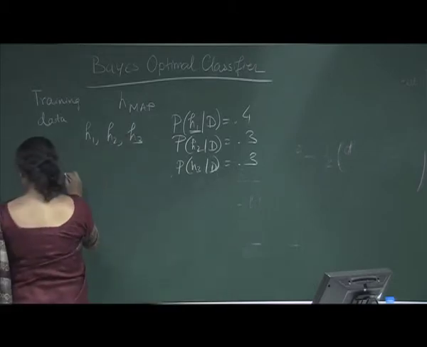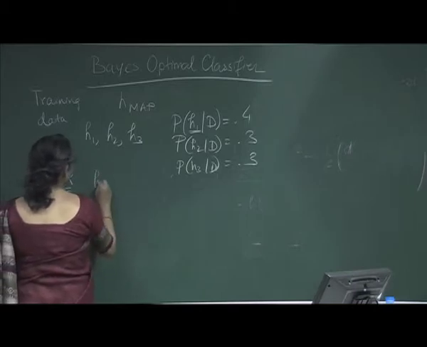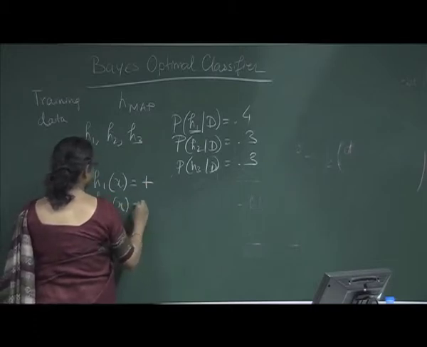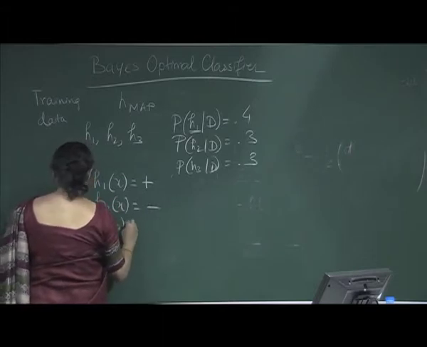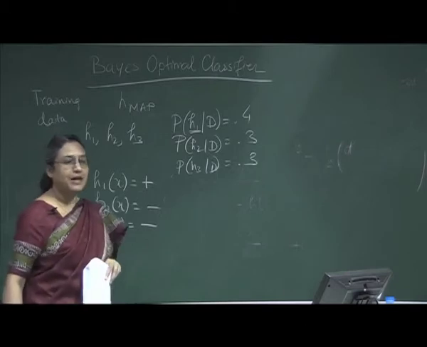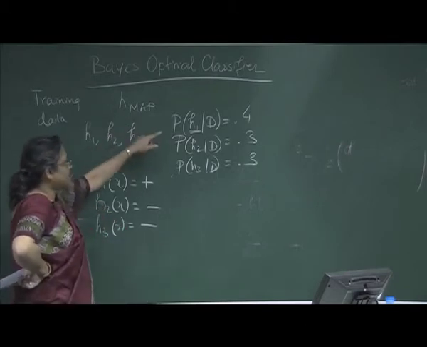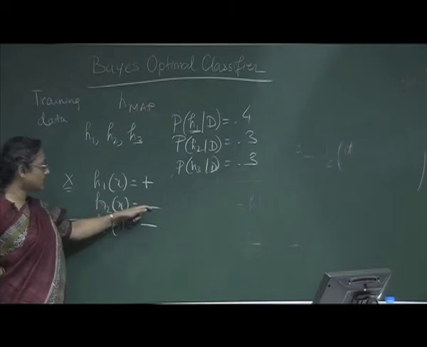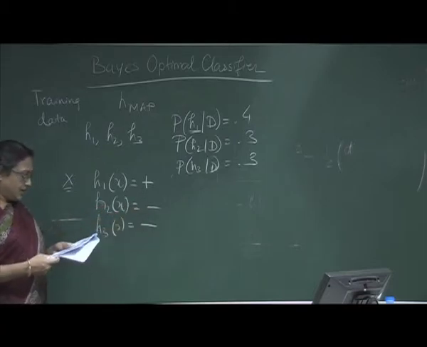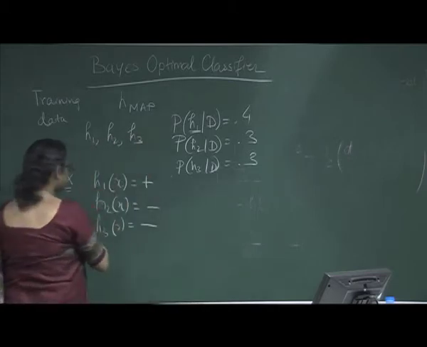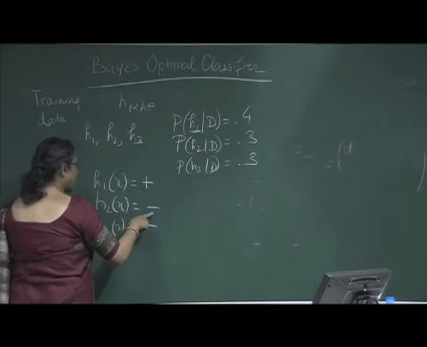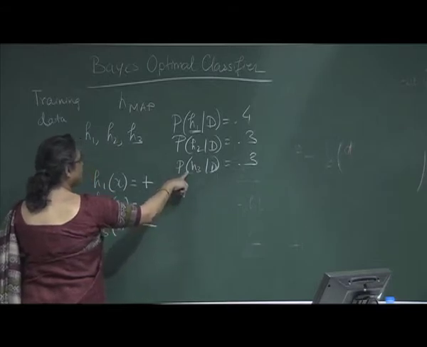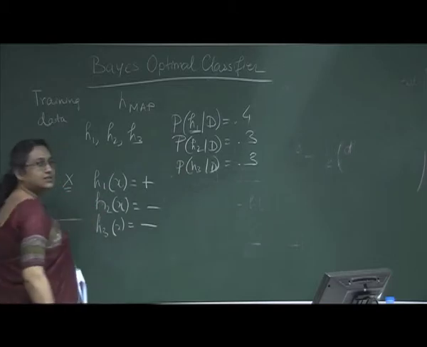Suppose we are given a new data point X, and suppose H1 of X is positive, H2 of X is negative, and H3 of X is negative. What is the most probable classification of X? The most probable hypothesis is H1, which says that X is positive, but H2 and H3 both say that X is negative. So in this case, the most probable classification would actually be negative, because the sum of the probabilities of these two hypotheses is 0.6, which is larger than the probability of the other hypothesis, 0.4.